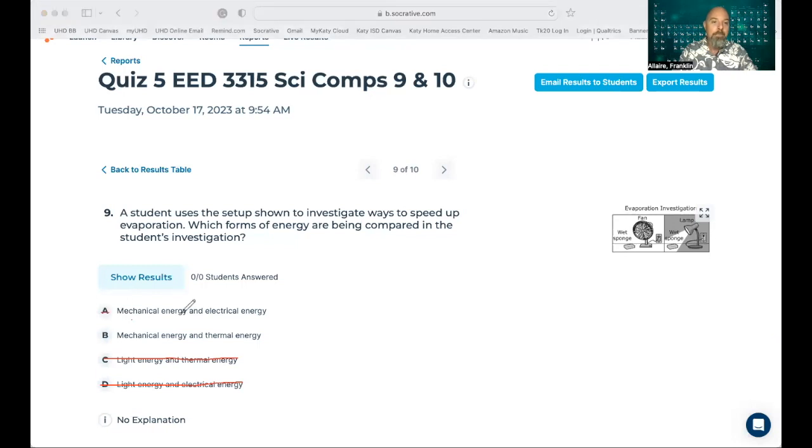And so A can be eliminated because both of these appliances use electrical energy. So the most correct answer in this case is going to be B. Mechanical energy and thermal energy are being compared in this particular investigation.